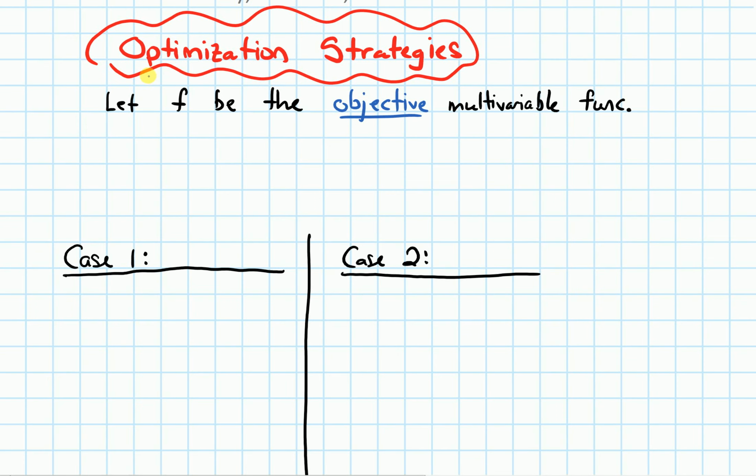In this video, we are going to recap our strategies for optimization questions. So let's begin by letting f be the objective multivariable function. And remember that objective is just a word that we use to refer to what we want to either maximize or minimize.